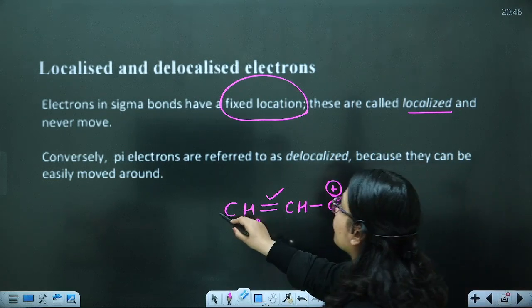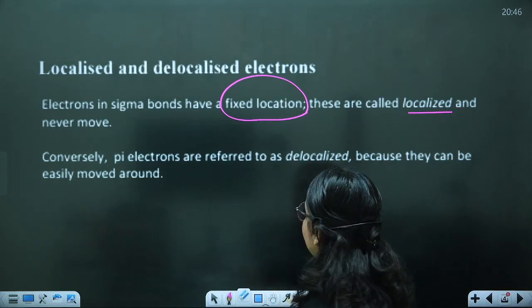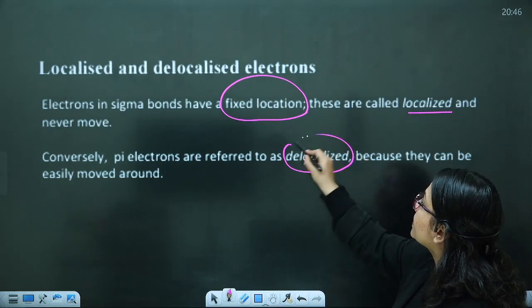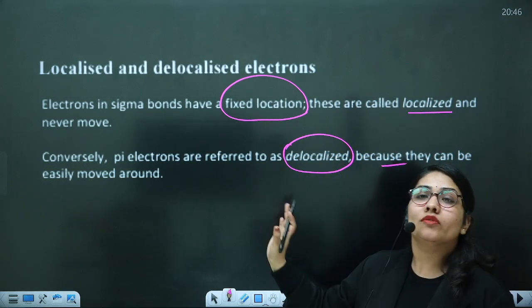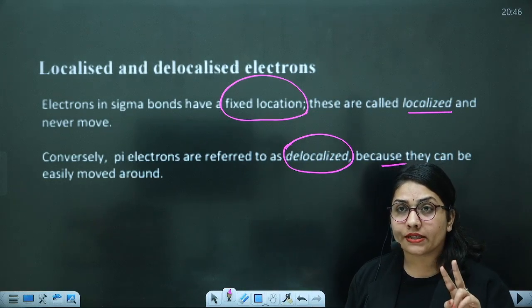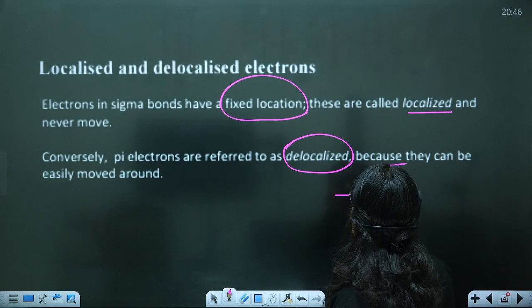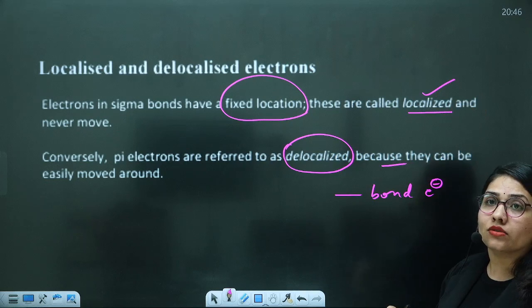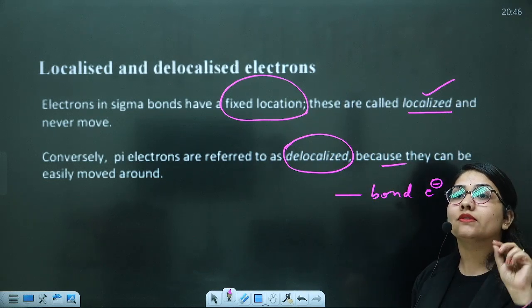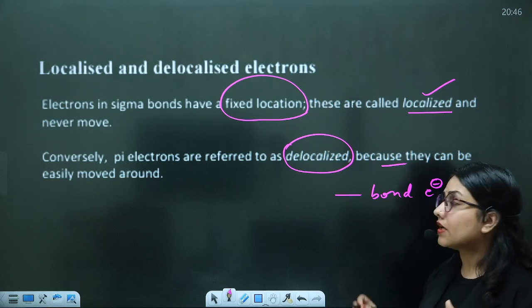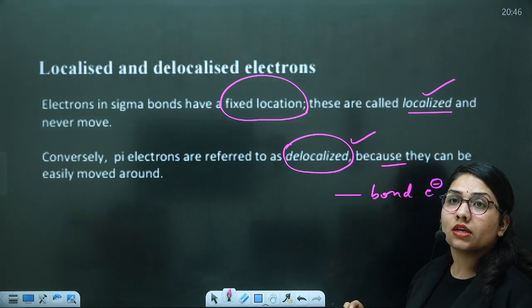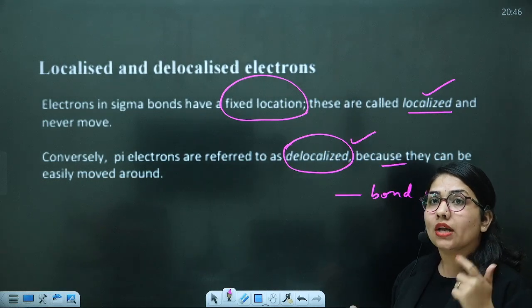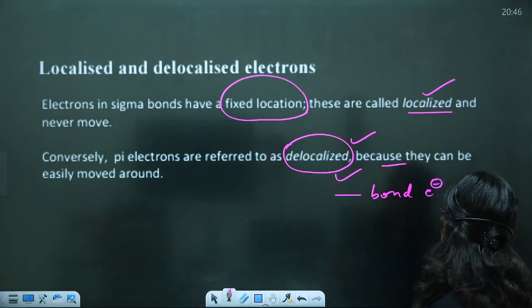Now come to the next thing, that is delocalization. Now see here, conversely, pi electrons are referred to as delocalized because they can be easily moved around. So from here we get to know two things: the sigma bond electrons are called localized electrons, and they are not moved while making the resonating structures. Next is pi bond electrons. The pi electrons are able to move around the molecule, and that's why they are called delocalized electrons.